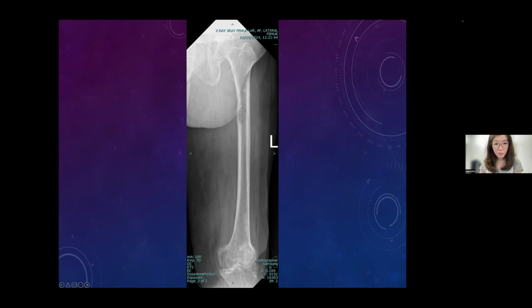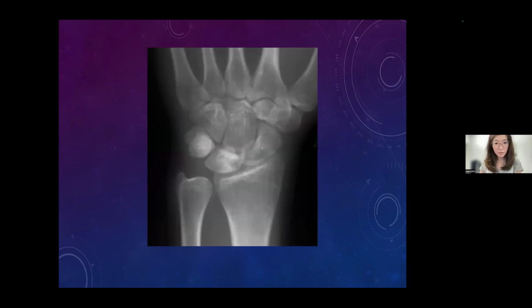Okay. So going to next X-ray. Okay, what about this? Focus at the carpal bones.